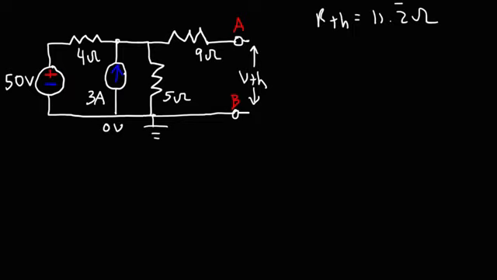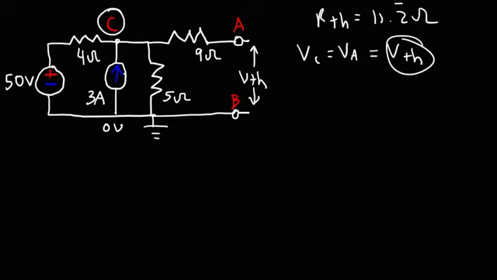Let's call this new point, point C. Now because we have an open circuit here after we remove the load resistor, there's no current flowing through the 9 ohm resistor. If there's no current flowing through it, there is no voltage drop across the 9 ohm resistor, which means that VC is equivalent to VA. And since VB is 0, the Thevenin voltage will be equal to VA. So if we could find VC, then in this example, that's going to equal the Thevenin voltage.